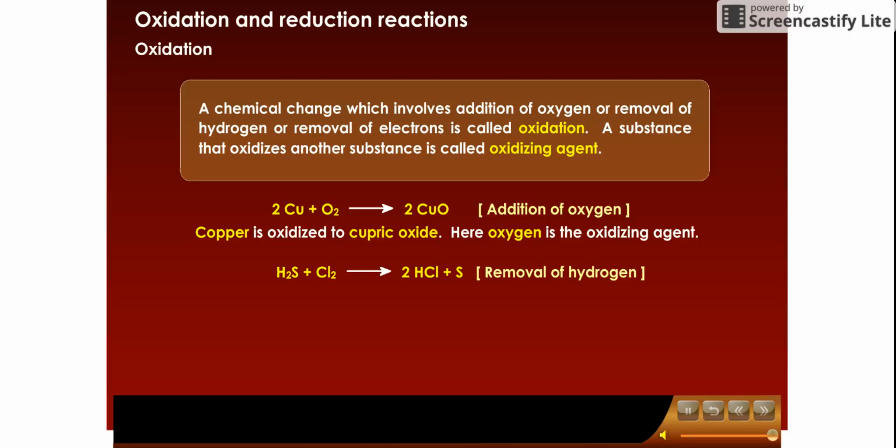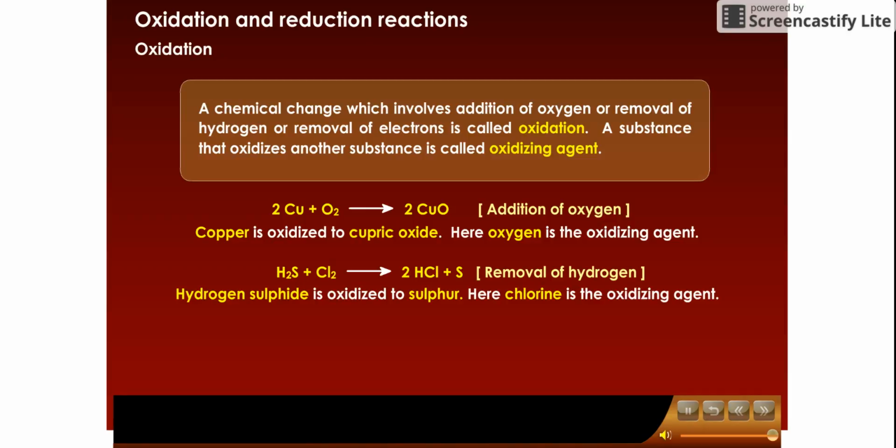H2S, hydrogen sulfide, plus Cl2, chlorine, gives 2HCl, hydrogen chloride, plus S, sulfur, by removal of hydrogen. Hydrogen sulfide is oxidized to sulfur. Here, chlorine is the oxidizing agent.